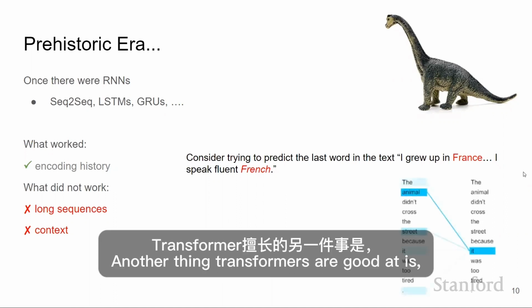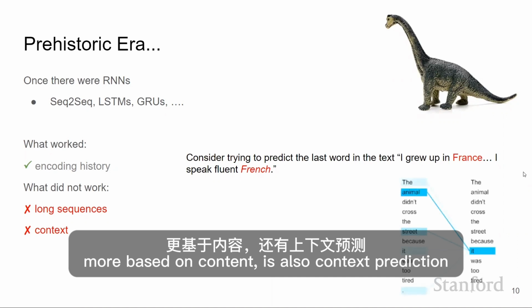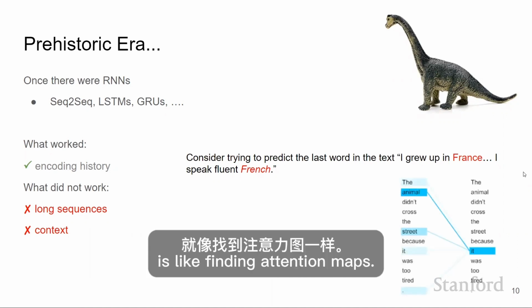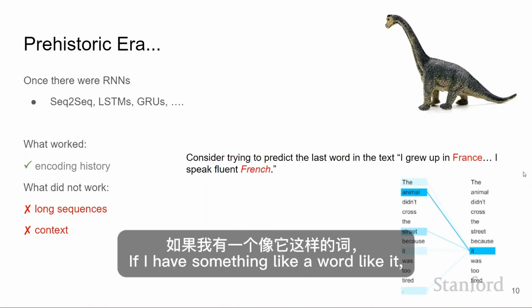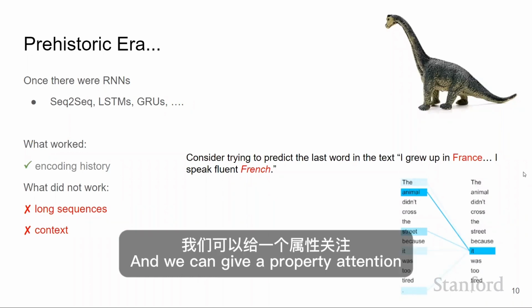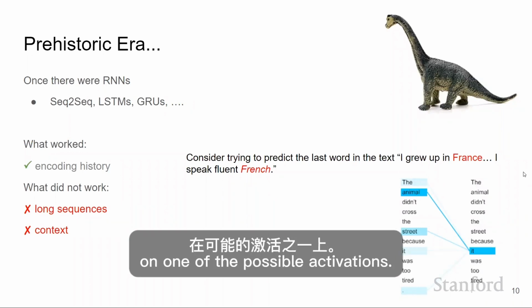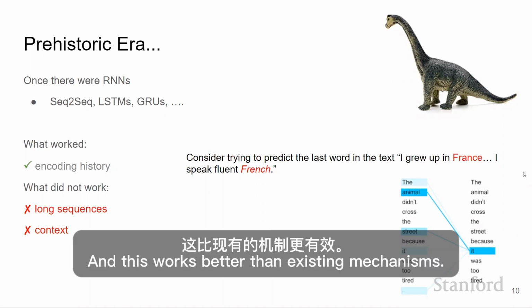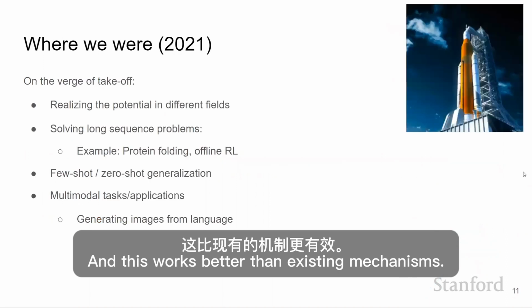Another thing transformers are good at is context prediction based on content, like finding attention maps. If I have a word like "it," what noun does it correlate to? And we can give a probability of attention on what the possible activations are. And this works better than existing mechanisms.